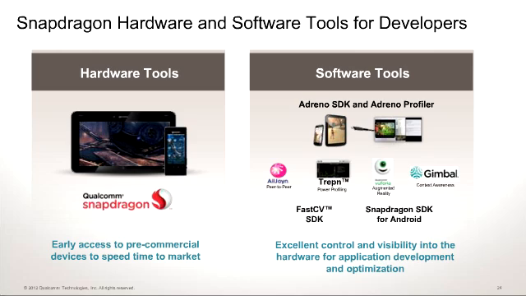Trepn is a power optimization tool which gives you insight into power consumption for your application and also lets you optimize for that particular case. Vuforia is a very popular augmented reality SDK, and it also has a Unity plugin. So if you're interested in working with augmented reality, I think that's the SDK to go for.